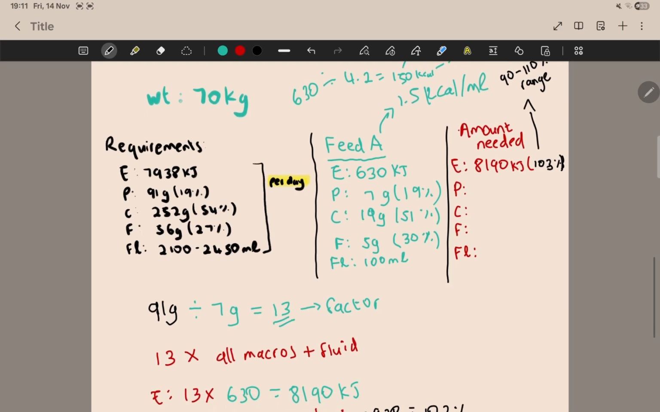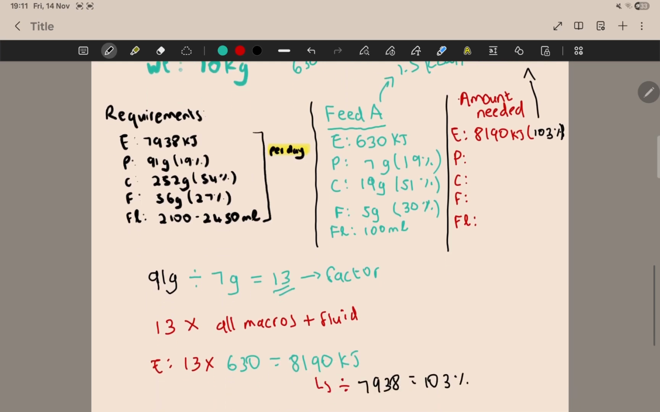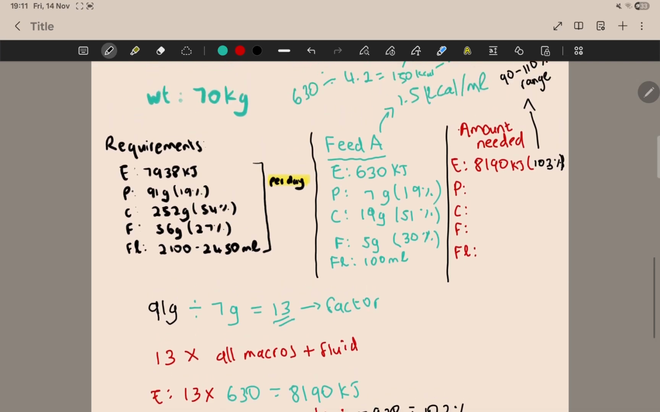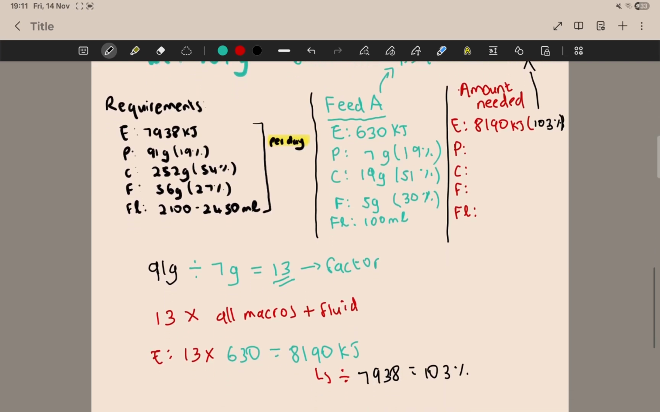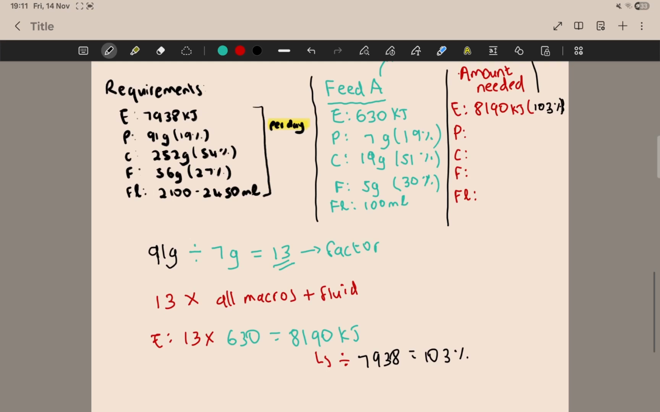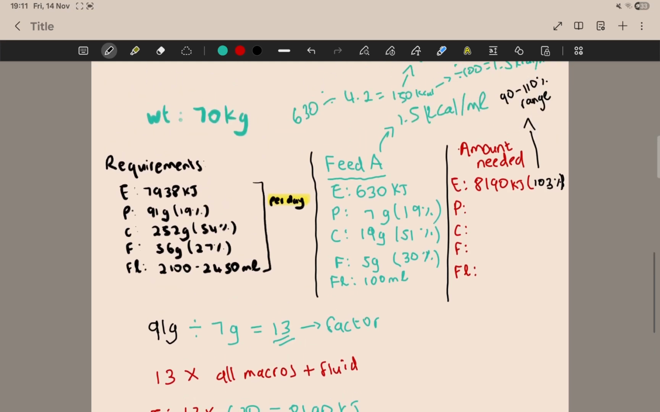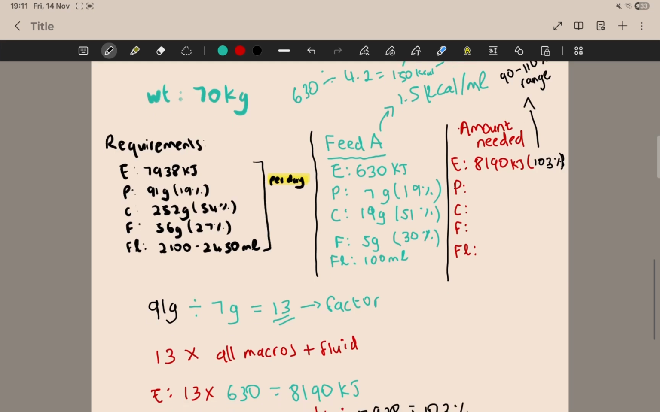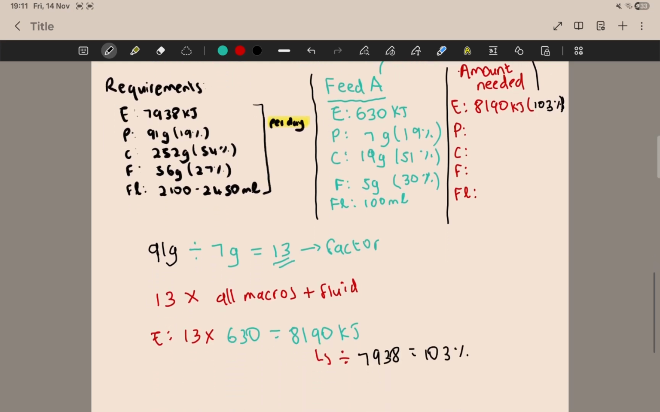Sometimes it might go above, sometimes it might not meet it. So make sure you're able to motivate for that, or if you're able to use a different feed, then please use a different feed. Or if you're able to tweak the calculations, then please do so, because we'd like to ideally stay within the required range. Okay. So now for protein, because you used a factor of 13, you're going to meet your protein 100%. Whichever macro you use for your factor is the macro that you're going to meet 100%.